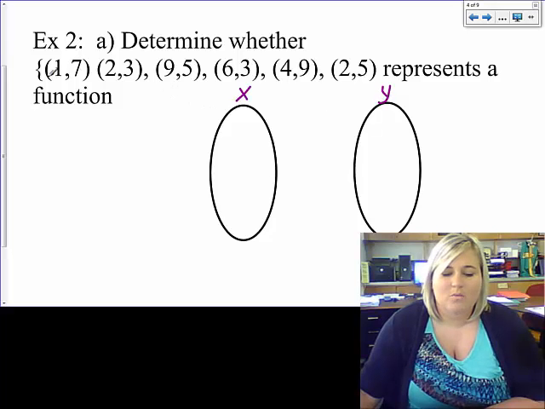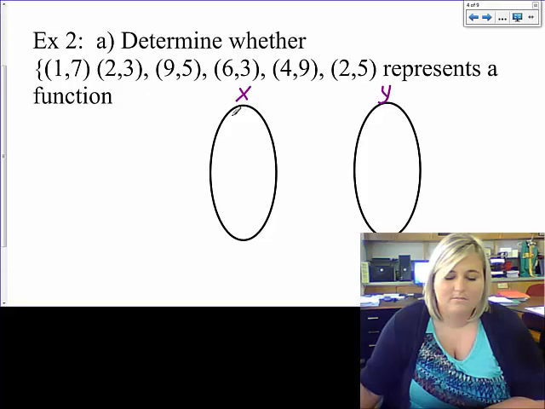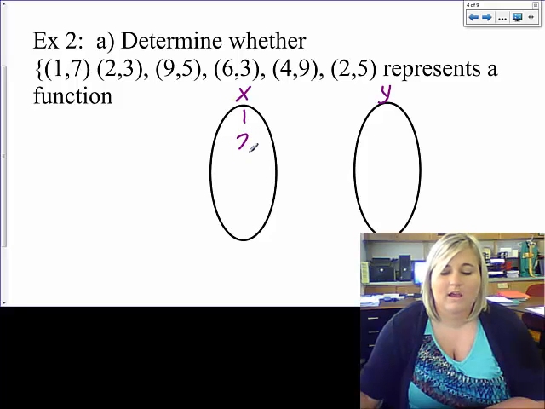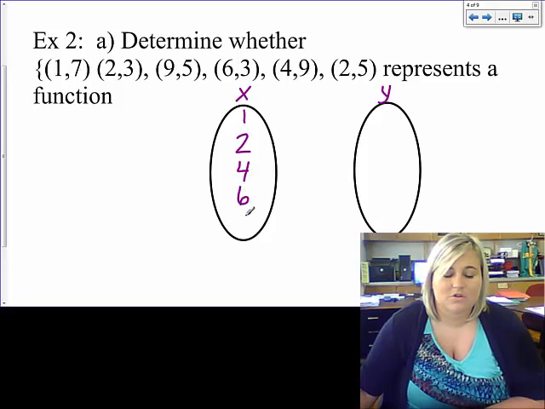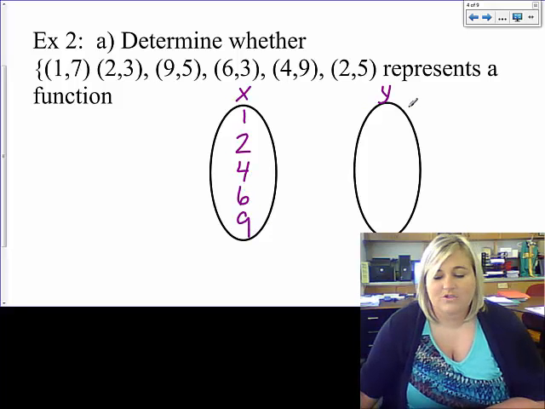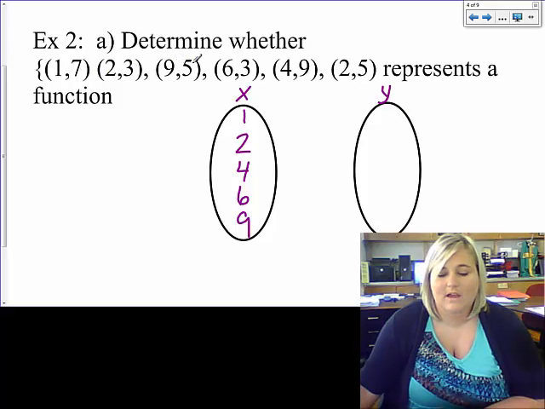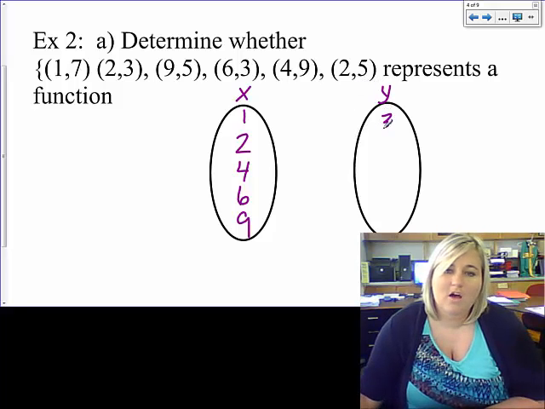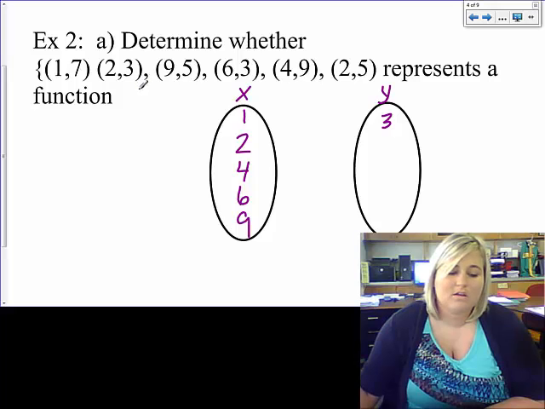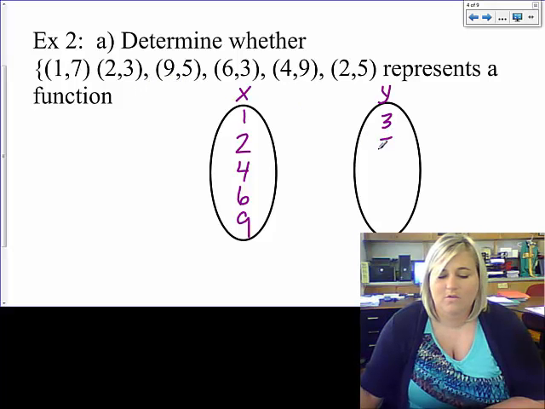So my x, I have 1, 2, 9, 6, 4, and 2, and just like we did in set notation, we're not going to list them more than once if we see them more than once, but we're also going to list them in numerical order. So I have 1, 2, which I have twice, 4, 6, and 9. And my y values, I have 7, 3, 5, 3, 9, 5. So in numerical order, I have 3, which I'm not going to show twice. Then I have 5, which I'm also not going to show twice. Next, I have 7, and finally 9.